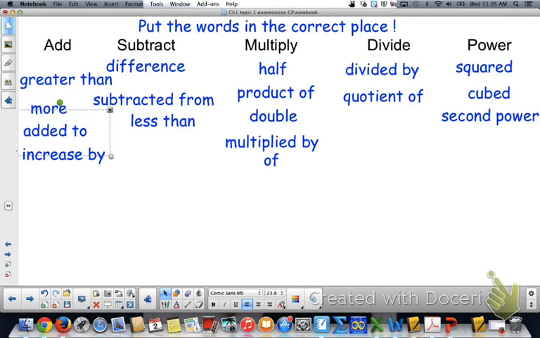Multiplied by, obviously, or of. If it says like half of, you're going to multiply by a half. 2/3 of, you're going to multiply by 2/3. Okay. Divide, you could be divided by or a quotient of. Power, you would see squared, cubed, or to the 2nd power. Okay, and that's it for our first video.